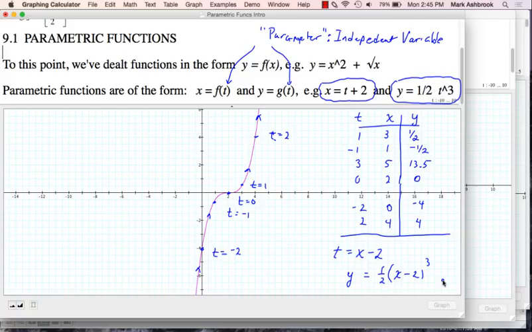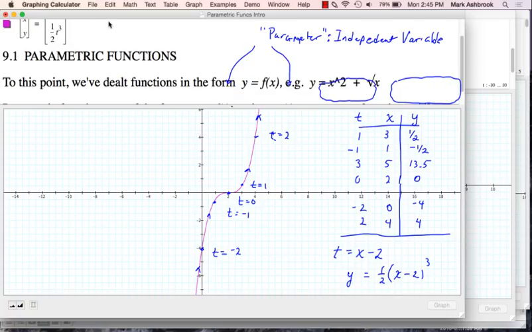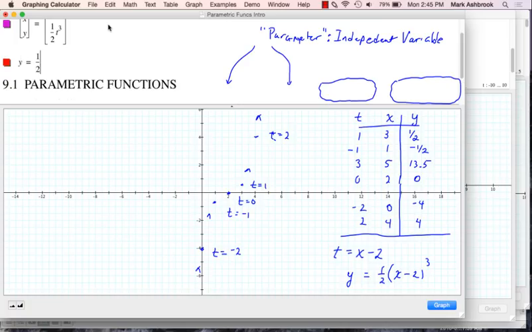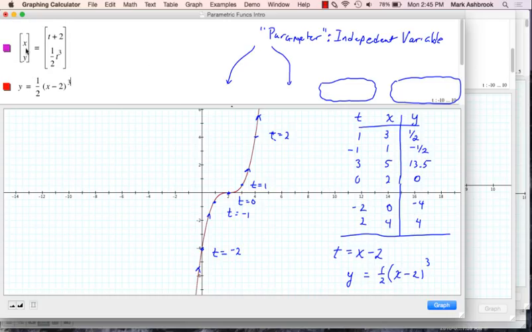And so if I come up here and say, all right, I want you to graph for me y equals 1/2 (x minus 2) quantity cubed, what's going to happen? Same set of points, okay? So it just landed right on top of it. It's the same set of points, whether it's defined as a parametric function or as just our standard function or relationship of x and y that we're used to.